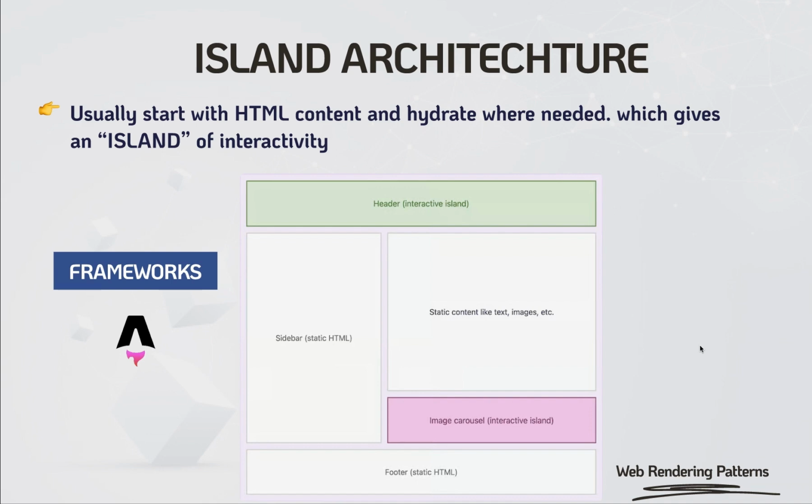When it comes to Astro, you can use any framework to create any components. For example, you might have your header written in React, your footer written in Svelte, and so on. And when you create each of these components, you can tell Astro, okay, yes, I want hydration here and hydration here. So you can selectively and strategically make them hydrate where and when needed.